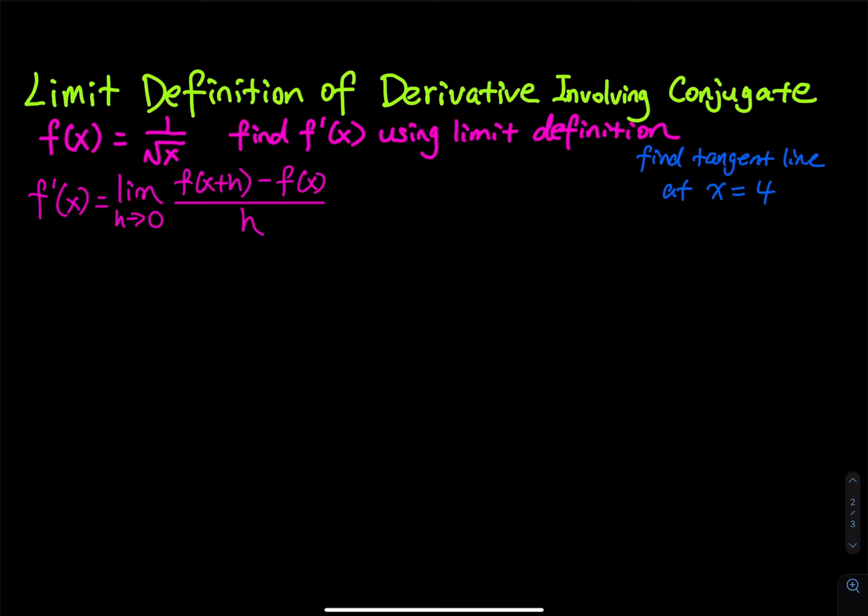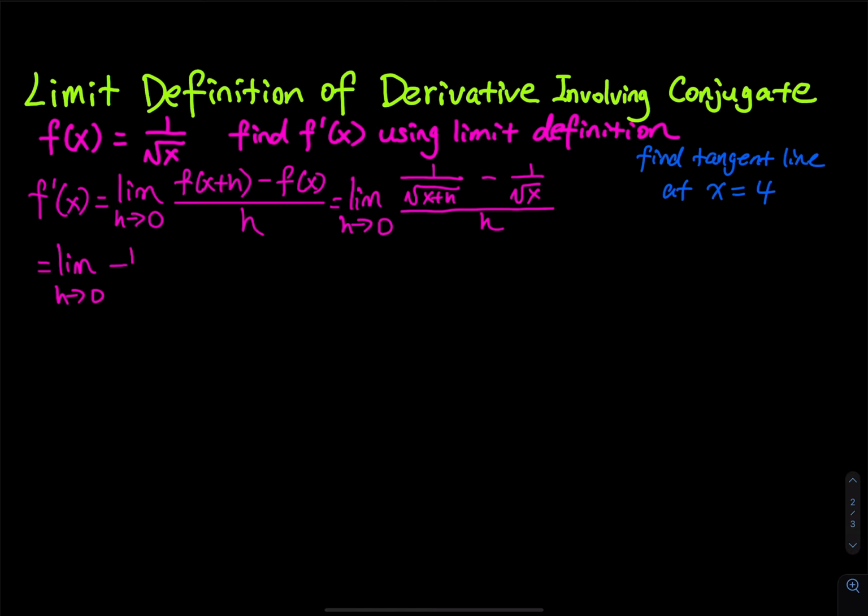So for the limit definition, I always start with the limit definition, and then I plug in x plus h to the function. So this is the limit as h goes to 0 of 1 divided by square root of x plus h, and then minus the function itself, and then divided by h. Since this is a complex fraction, I always pull the h out first. Limit as h goes to 0, 1 over h, and then I do the numerator inside the square bracket.